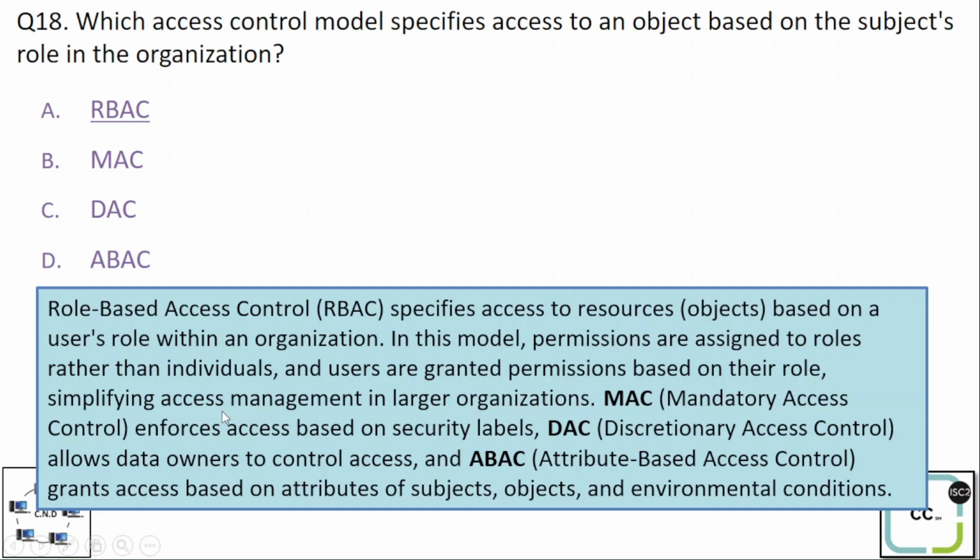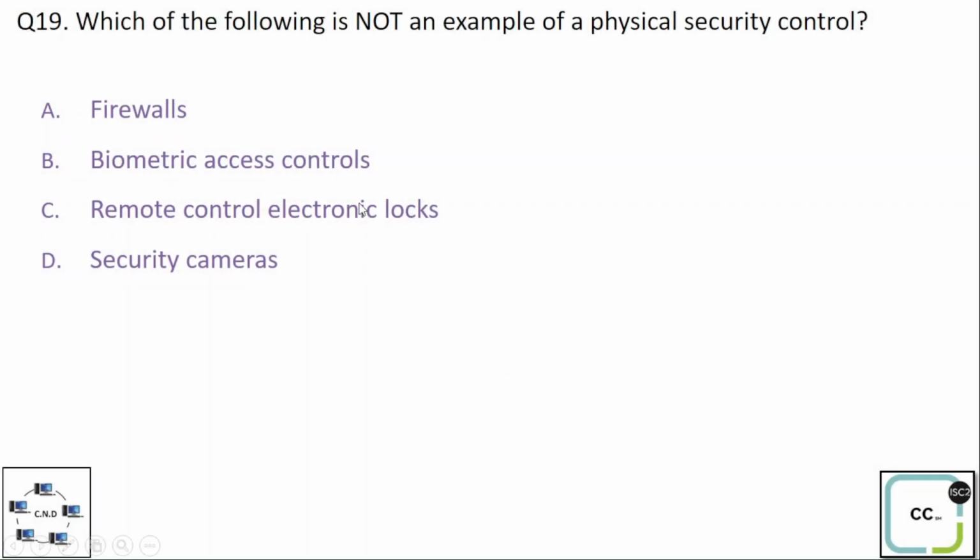MAC, that is mandatory access control, enforces access based on security labels, while DAC, that is discretionary access control, allows data owners to control access, and ABAC, that is attribute-based access control, grants access based on attributes of subjects, objects, and environmental conditions. Question number 19.